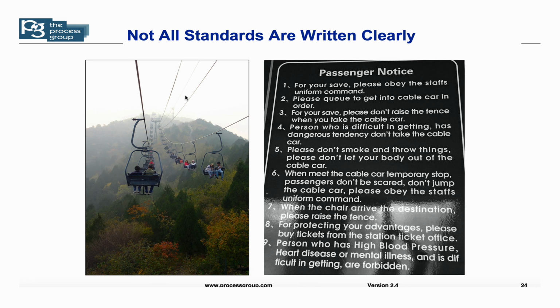"For your save, please obey the staff's uniform command. Please queue to get into the cable car in order. For your save, please don't raise the fence when you take the cable car. Person who is difficult in getting," definitely not me. "Has dangerous tendency," not me either. "Don't take the cable car. Please don't smoke and throw things." I couldn't throw to save my life. "Please don't let your body out of the cable car." I did not do that. "When meet cable car, temporary stop. Passengers, don't be scared. Don't jump the cable car. Please obey the staff's uniform command. When the chair arrives at the destination, please raise the fence. For protecting your advantages," they never say what those actually are. "Please buy tickets from the station ticket office." I did that. "Person who has high blood pressure," not me. "Heart disease," I hope not. "Or mental illness," I don't think so. "And is difficult in getting," definitely not, "are forbidden."